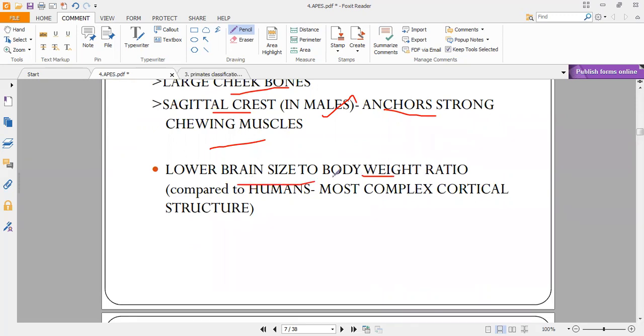If we compare body weight with humans, the other primates have a lower brain size to body ratio, but compared to humans, the brain size to body ratio is lower. In case of humans, the brain size to body weight ratio is higher, and we have the most complex cortical structure, that is the brain.